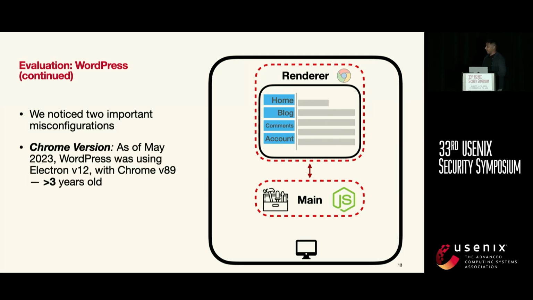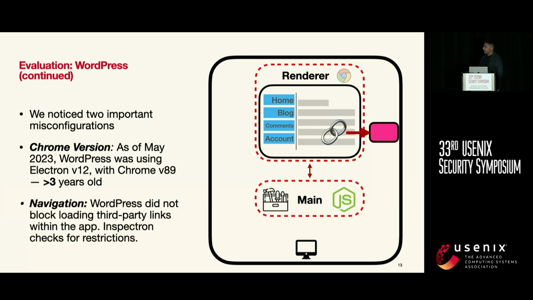One, that as of May 2023, the latest version used a really old version of Electron, and the version of Chrome that it depended on is at least 3 years old, which at that point had a bunch of public exploits available. The second one was that it did not have listeners to restrict navigation. So you could be on WordPress, and if you found a way to navigate the site away, there would be no restrictions and the window would be taken over.